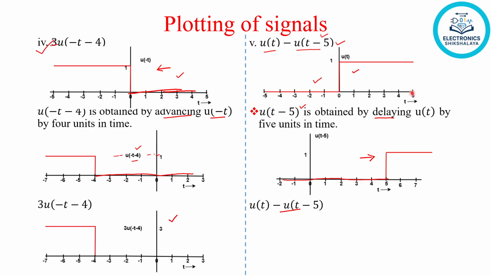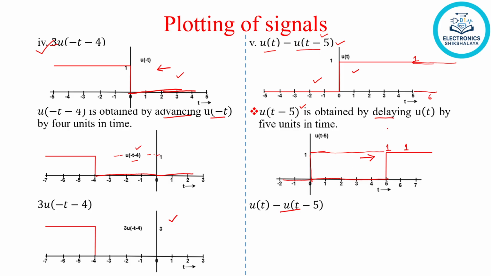So up to 5, you can see in this graph, at 5 the value is 1. Similarly, this value is also 1. So 1 minus 1 will be 0. At only 6, the value is 1, so that will be 1. So from 0 up to 5 the value is there, and after that, after 5, it will be 0. So we will get this graph like this.